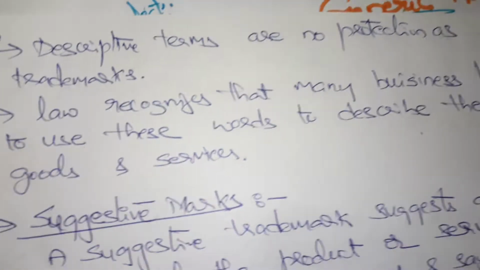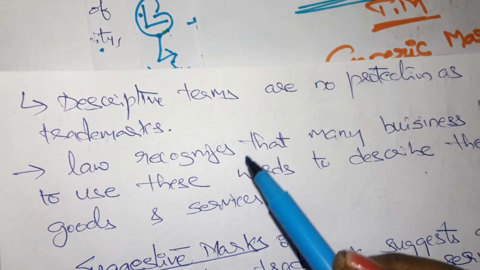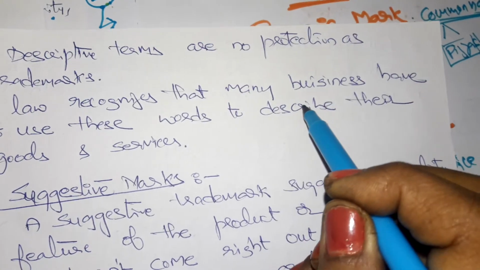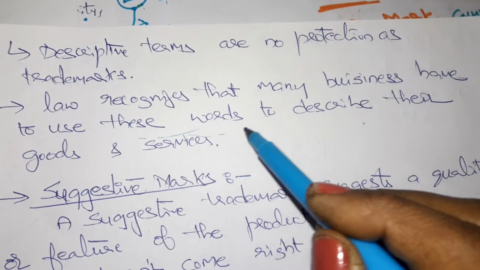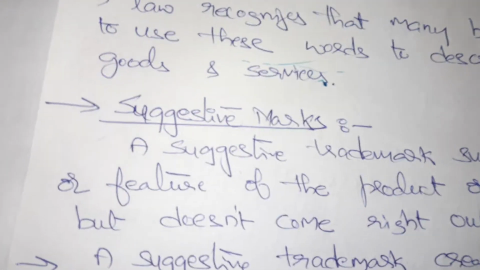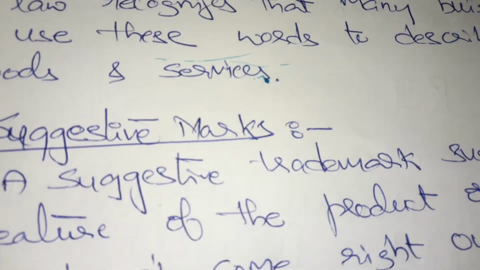Next one, descriptive terms get no protection as trademarks. It doesn't give any protection for the trademark. Law recognizes that many businesses have to use these words to describe their goods and services. Many businesses will use them on goods and services as a descriptive term.